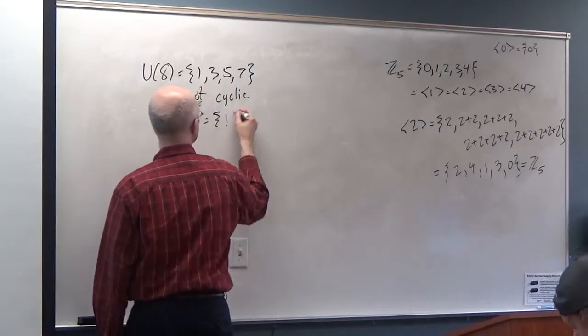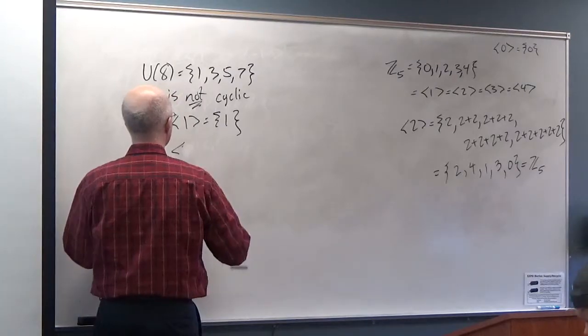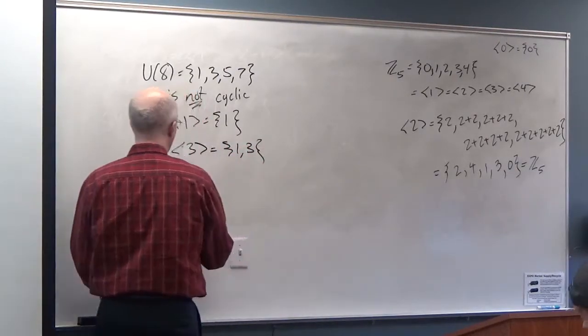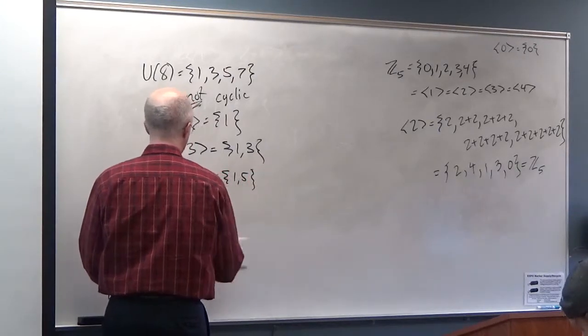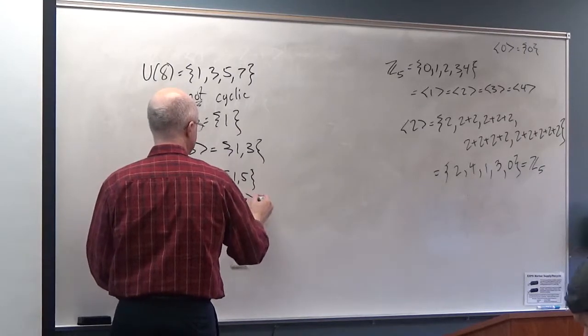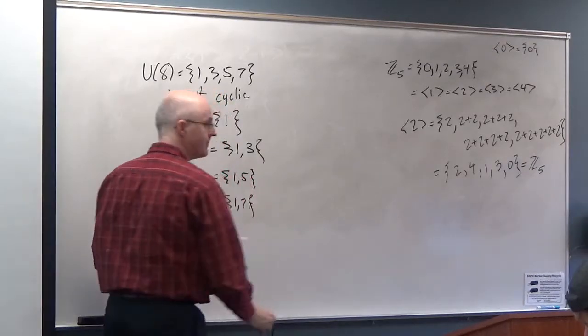None of these cyclic subgroups that are generated by these different elements give you the entire group. They all give you subgroups of the whole group, but they do not equal the whole group. So U8 itself is not cyclic.